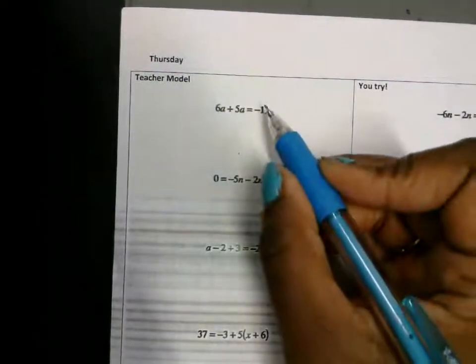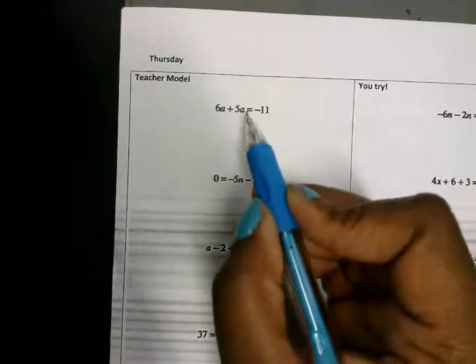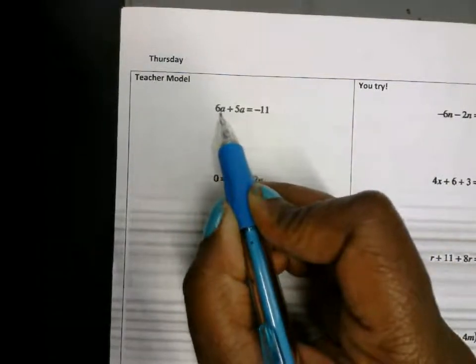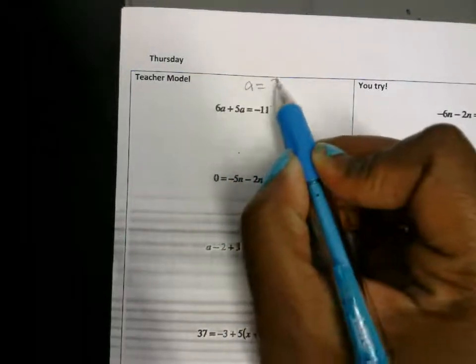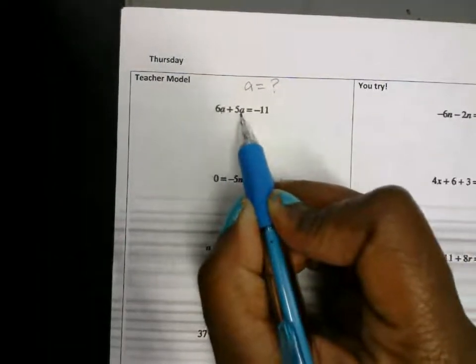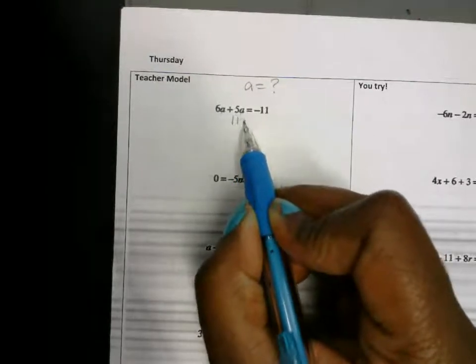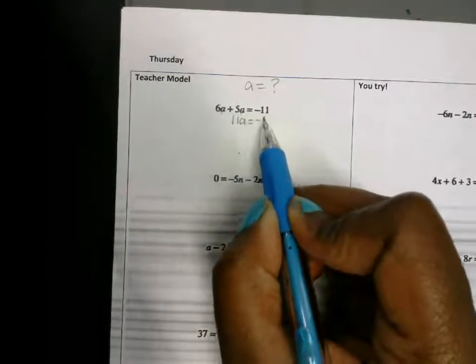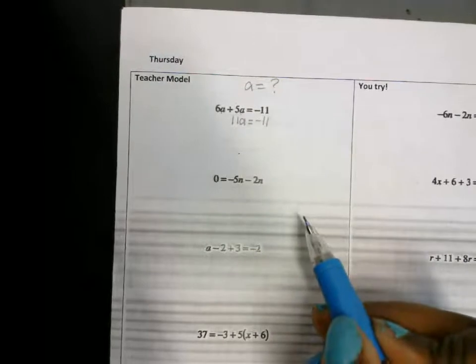All right, so first step that we're going to do here is we're going to combine like terms. We're trying to get a by itself. We're trying to find the value of a. So we need to combine the a's. So 6a plus 5a is 11a. Bring everything else down. Okay?